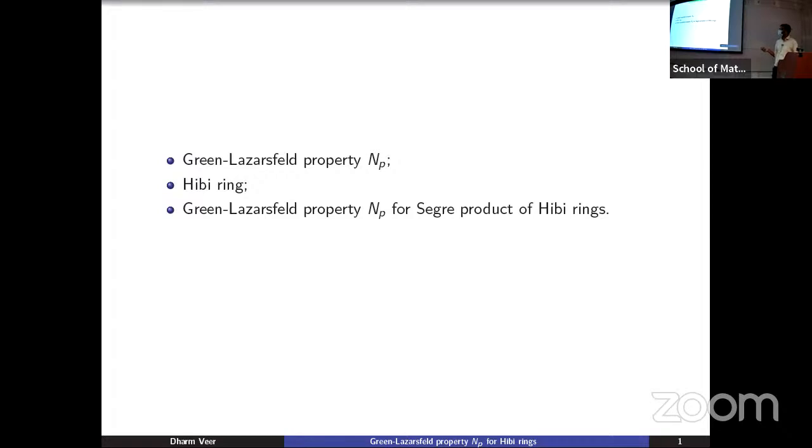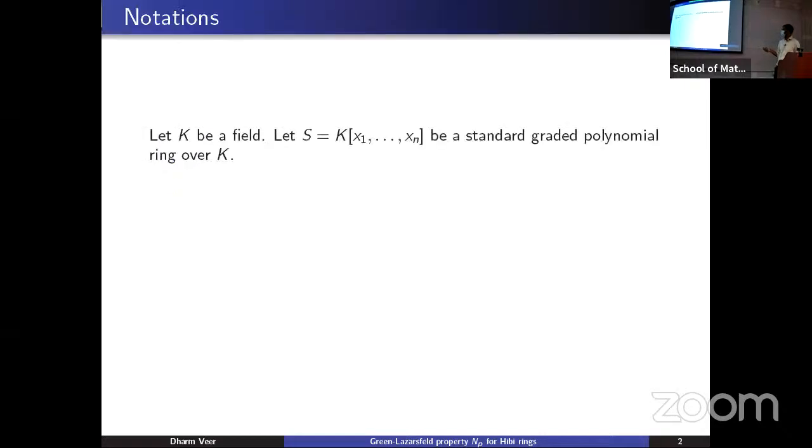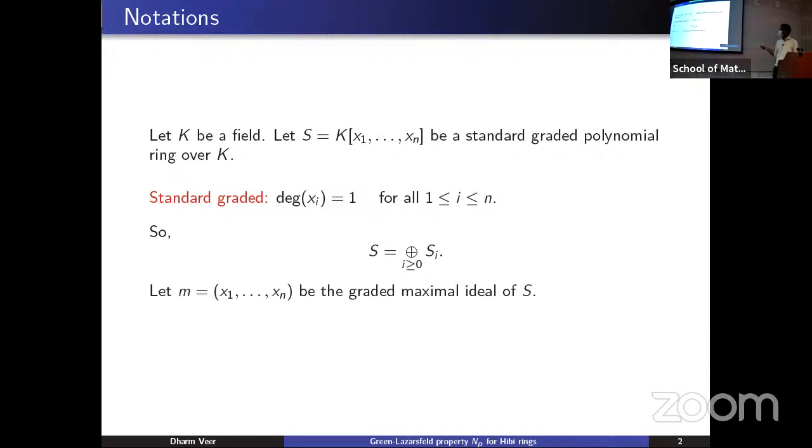So let's set up some notation first. Let A be a field, and throughout this talk A will be a field, and let S be a standard graded polynomial ring over A in n variables. By standard graded we mean the degree of the variables x1 to xn is 1. Then one can write S as the direct sum of S_i, where i is greater than or equal to 0. Here S_i is the A-vector space generated by degree i monomials of S, and let M be the graded maximal ideal of S.